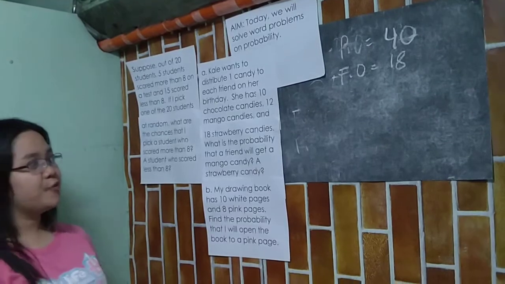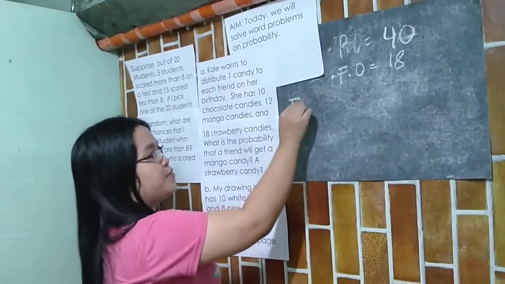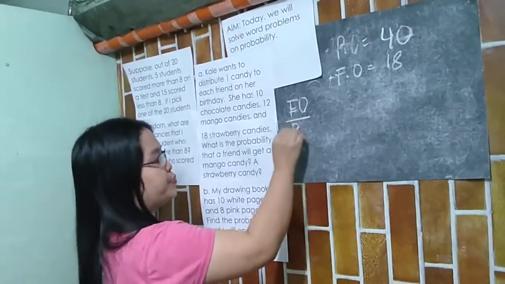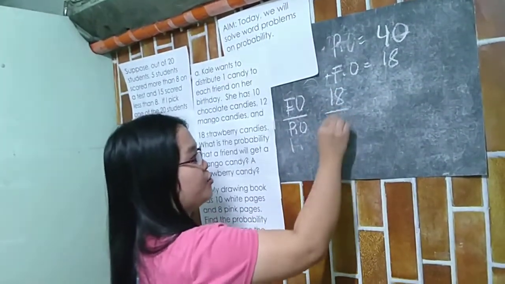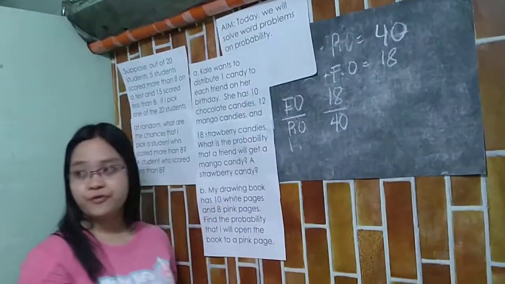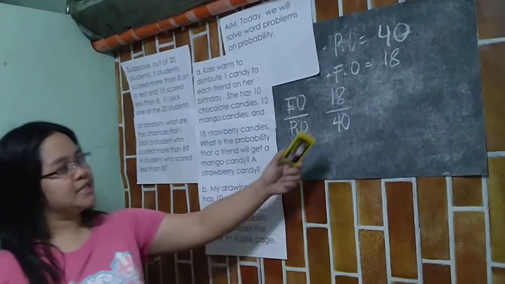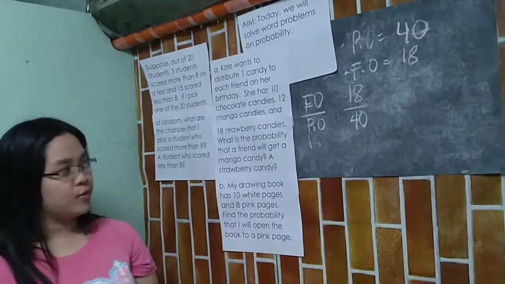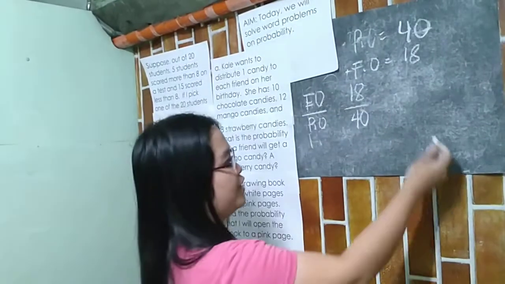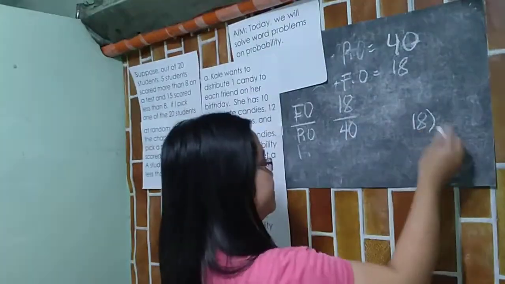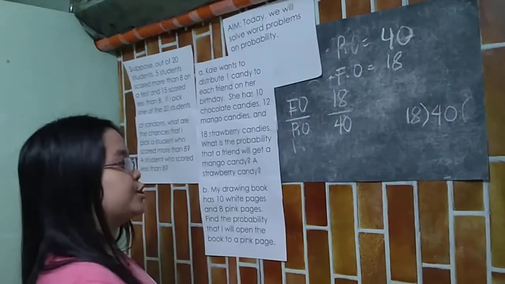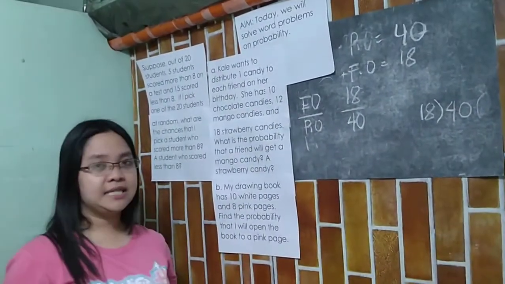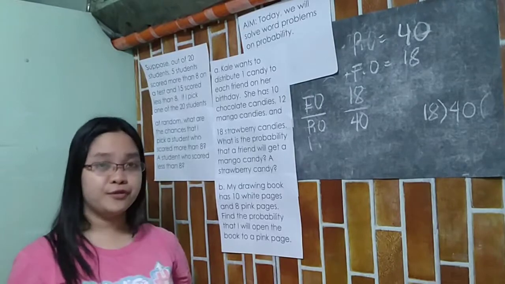Following the given formula, favorable outcome over possible outcome, we have 18 over 40, right? So let's simplify this fraction into lowest term by getting its GCF. So 18 and then 40. So how many 18s are there in 40?